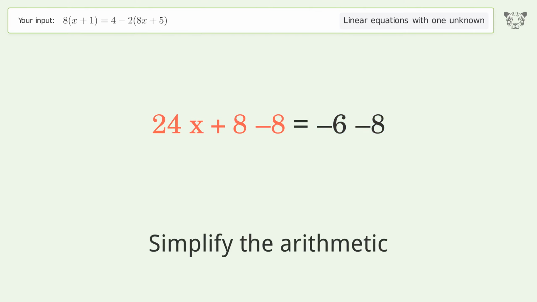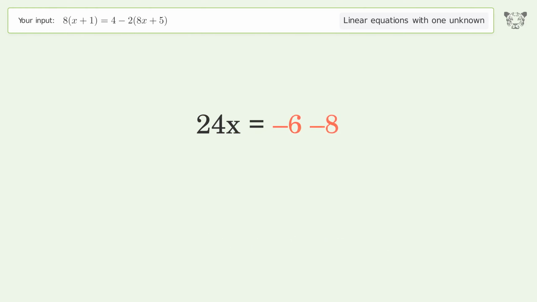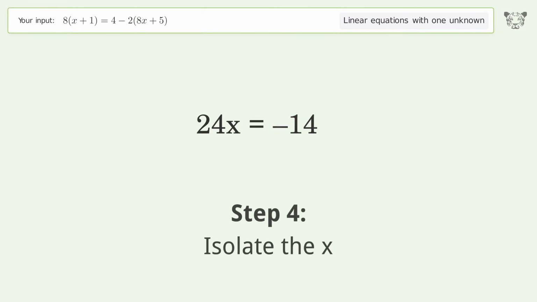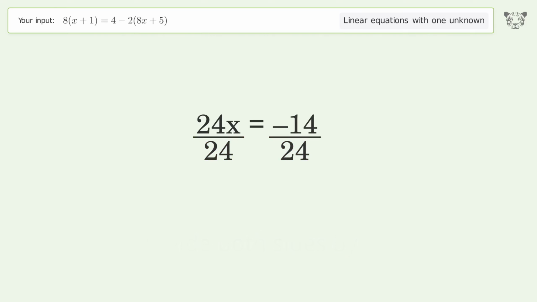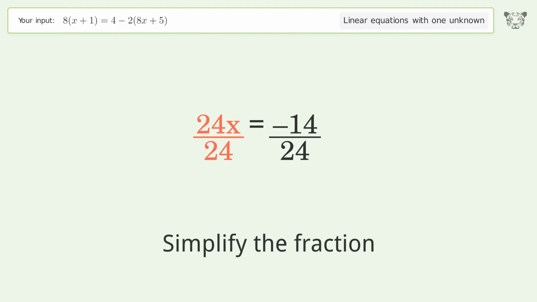Simplify the arithmetic. Isolate the x. Divide both sides by 24. Simplify the fraction.